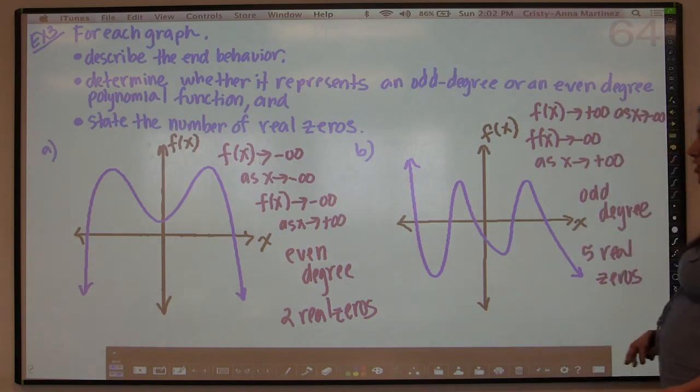So that's pretty much all you have to do: describe the end behavior, determine whether it's an odd degree or an even degree, and then state the number of real zeros.